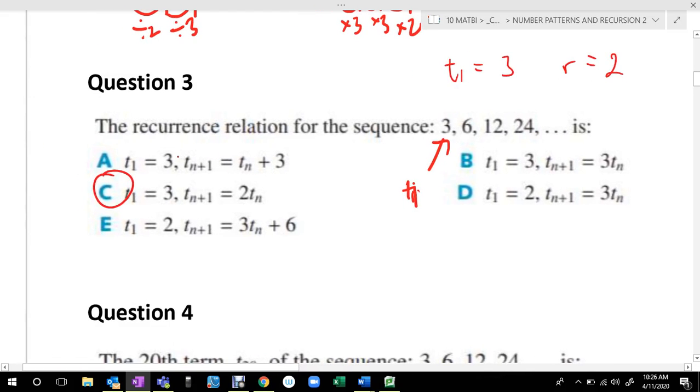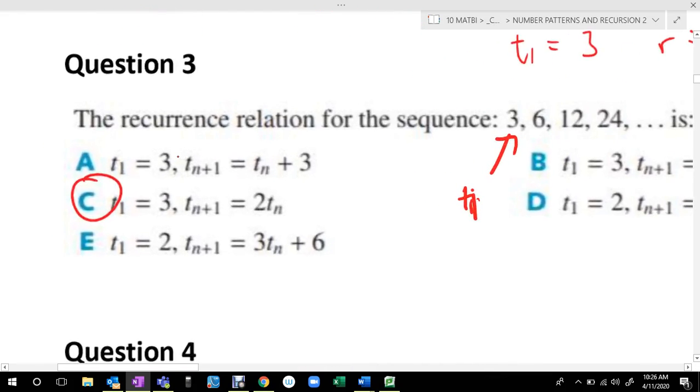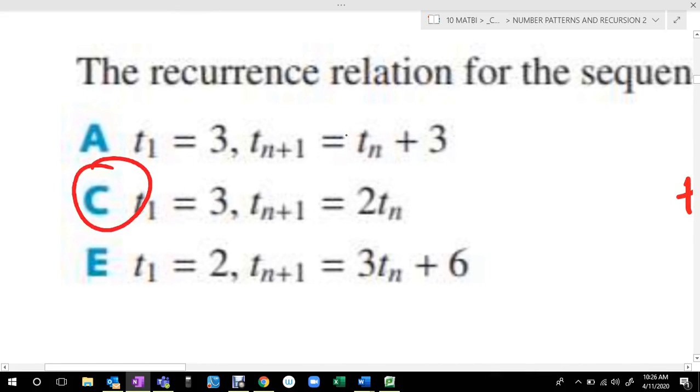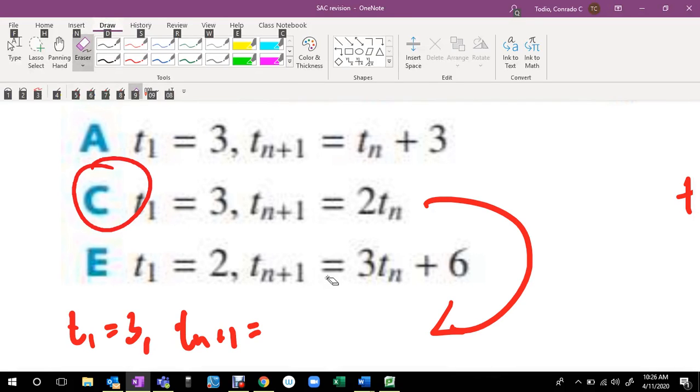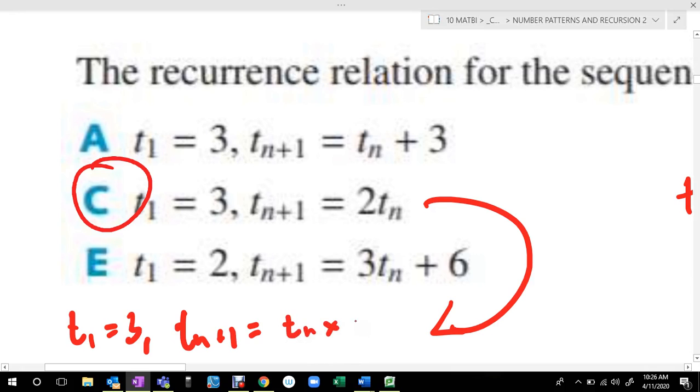By the way, I remember as well that we haven't really seen a recurrence relation that looks like this. This just means 2 times Tn, yeah? It's the same thing as when you have a format that looks like this. Two times Tn. Or normally we would see it as Tn times 2. Same thing. Okay, it's exactly the same thing.